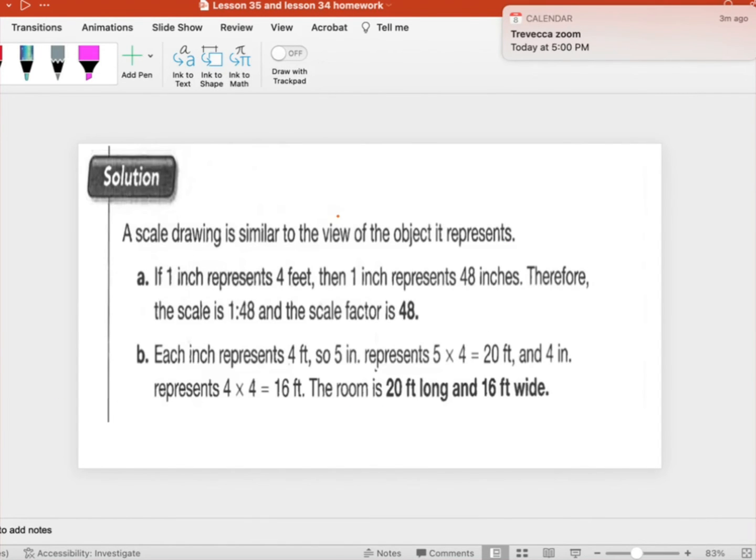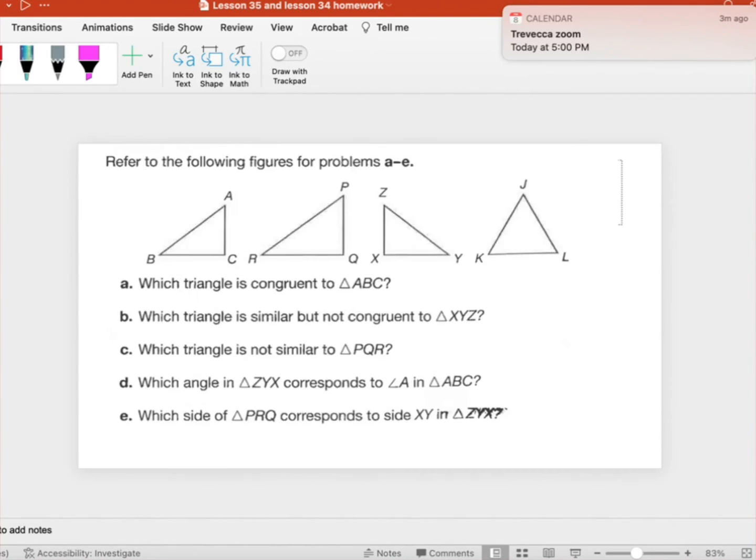Okay, so on this one, here's the answer. They're showing you that the scale factor is 48 and that the length of the room is 20 feet by 16 feet. All right, so now it says refer to the following figures in problems A through E.